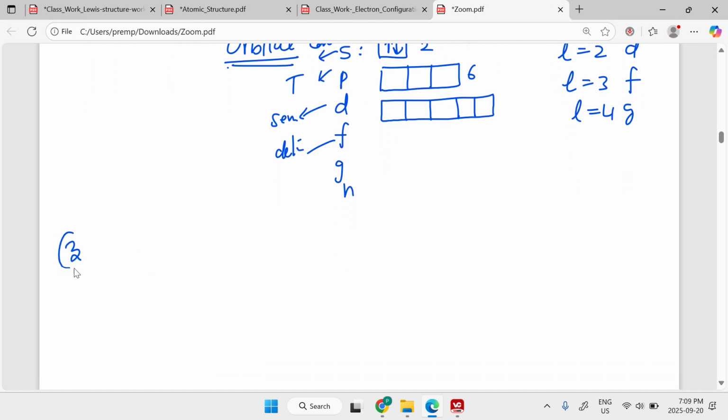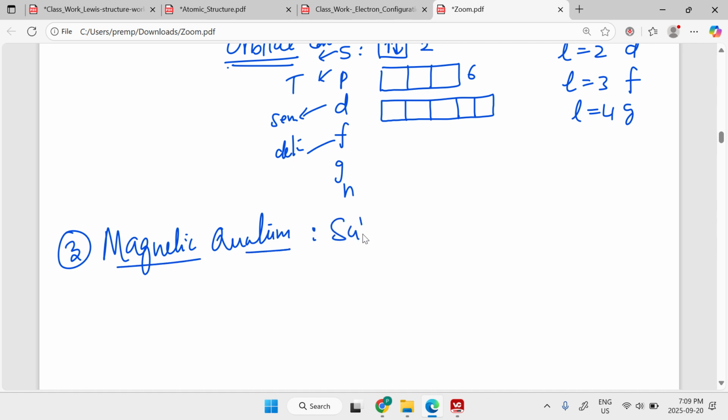Third is your magnetic quantum number. Magnetic quantum number, it talks about basically the subshell where the electron lies.